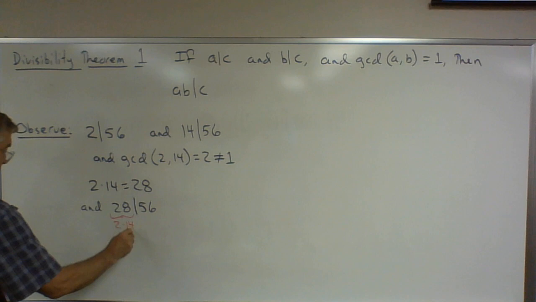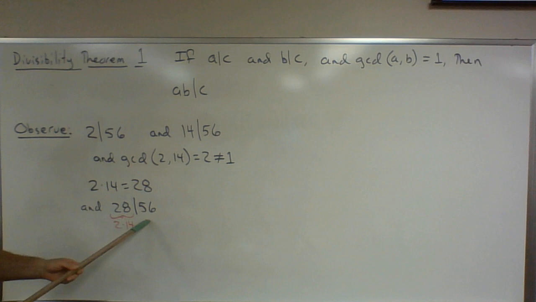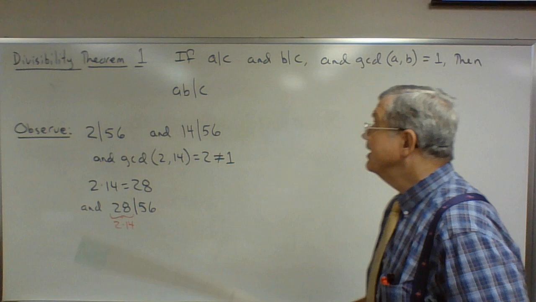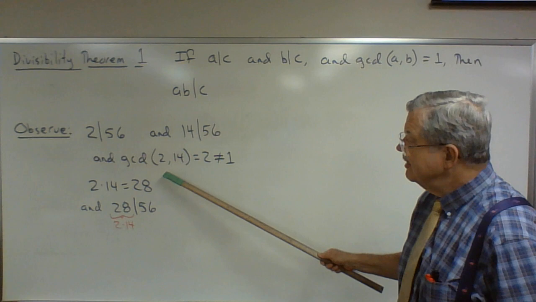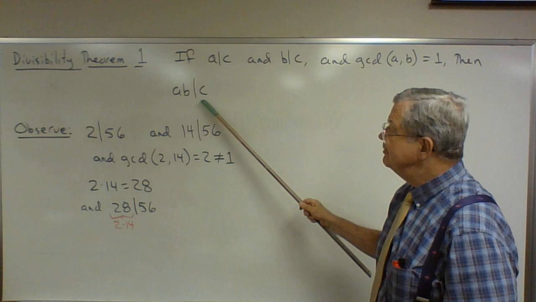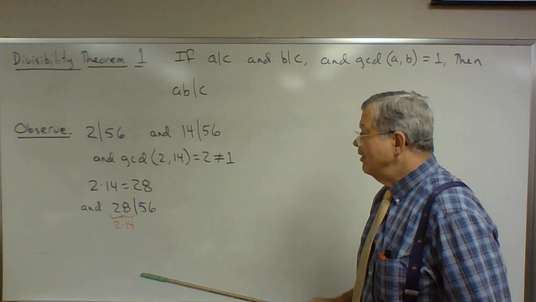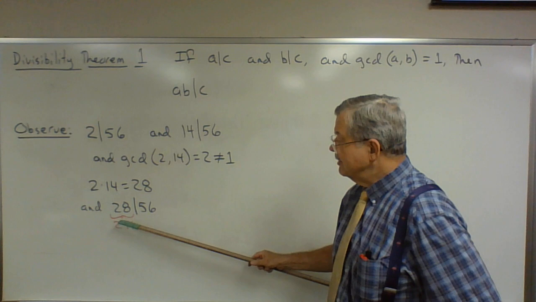Well, wait a minute now. These two things are not relatively prime. Their greatest common divisor is not 1, and yet their product does divide 56. Why is that? Again, this is part of our hypothesis, and in this case, the hypothesis wasn't satisfied, so our theorem tells us nothing. It doesn't say that the product of those two things will divide C. It doesn't say the product of those things will not divide C. The greatest common divisor is not 1. So we don't know, just based on this theorem, whether their product will divide 56 or whether the product won't divide 56.